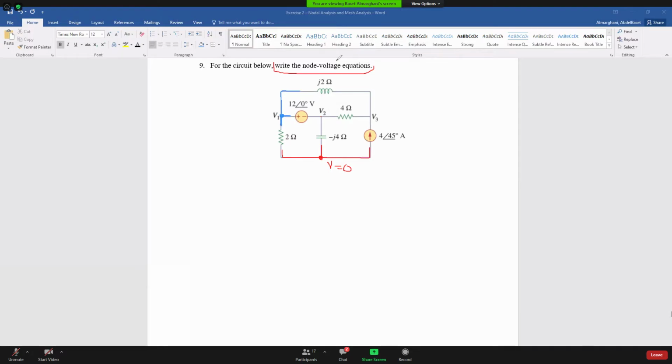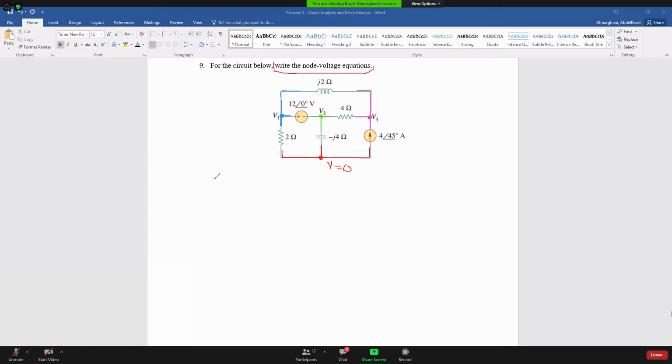Then node 2, this one here. 3 branches are connected to this node. Then the node 3, which is this one here. 3 branches are connected to this node as well. So I need to find 3 equations.